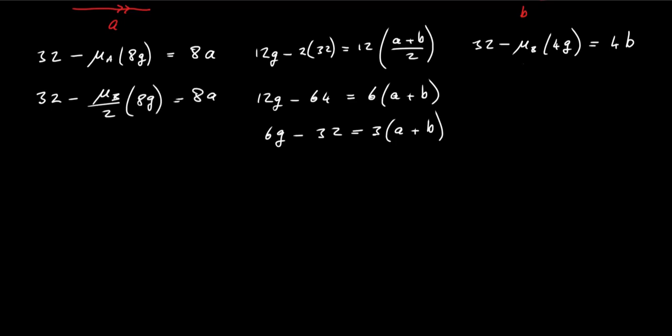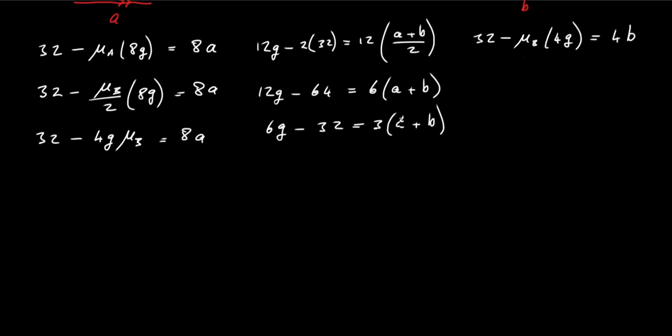So that'll give me, if I just multiply, well, actually what I can do here is just divide that 2 in. So I've got 32 minus 4g mu b is equal to 8a. So what I'm going to do now is just divide everything by 4. So that'll leave me with 8 minus g mu b is equal to 2a, or just A is equal to 8 minus G mu B all over 2.